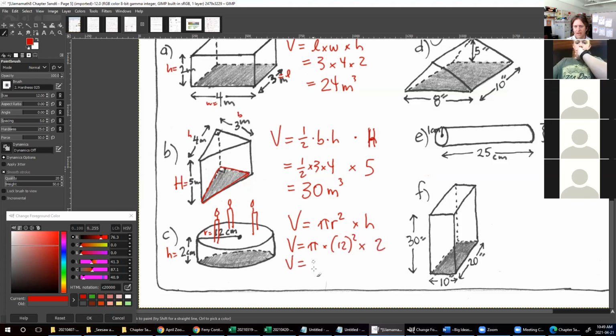I could write another line if I really wanted to. 12 times 12 is 144, times 2. This is where the calculator is going to be handy because I don't know my 3.14 times tables. 144 times 2 is 288 times pi. And the volume of this shape is 904.8 centimeters cubed. It's cubed because it's a volume.